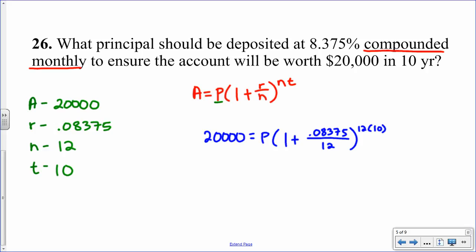So I'm going to divide 20,000 by this whole thing, so I can round at the end. Do 12 times 10 in your head or to the side. So 12 times 10 is 120. So go ahead and write 120.